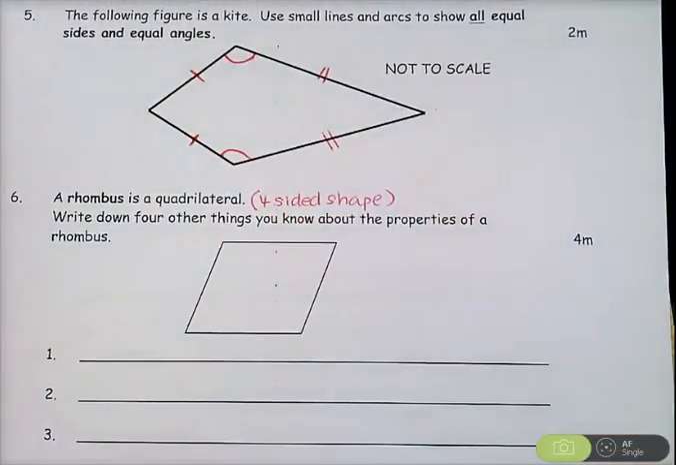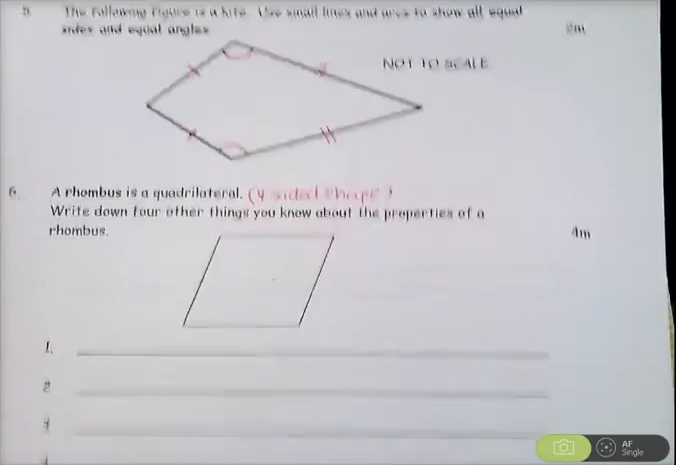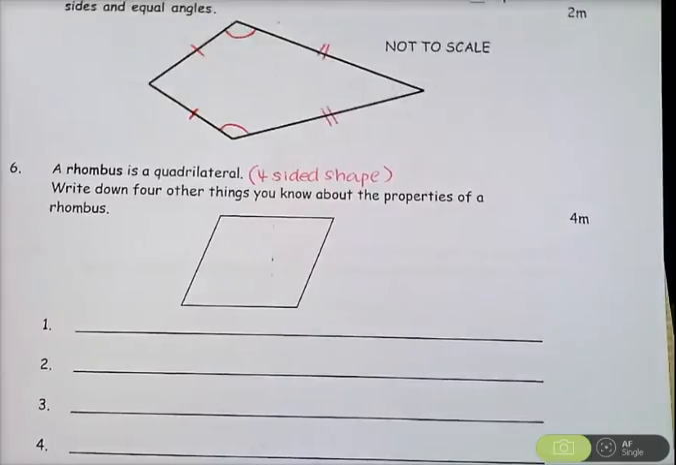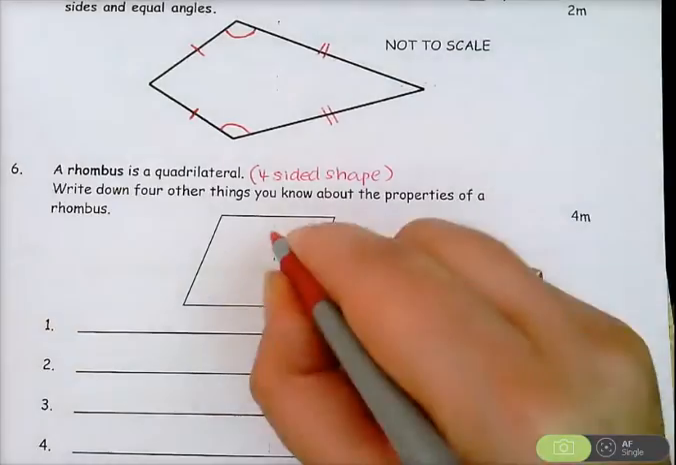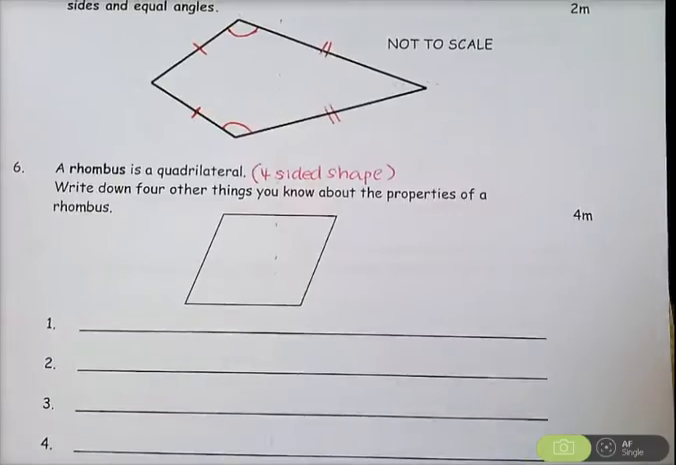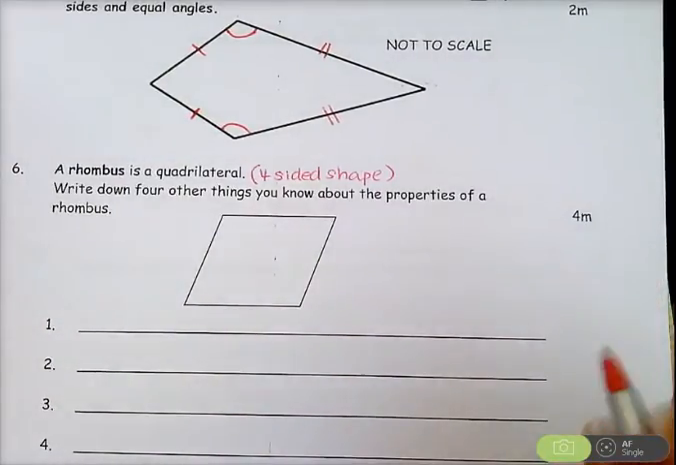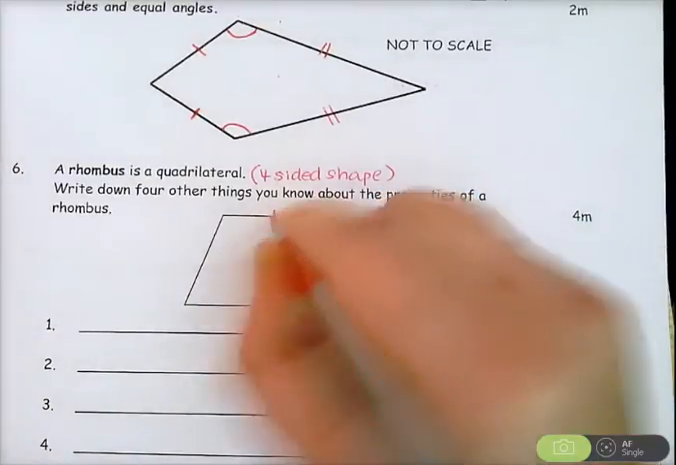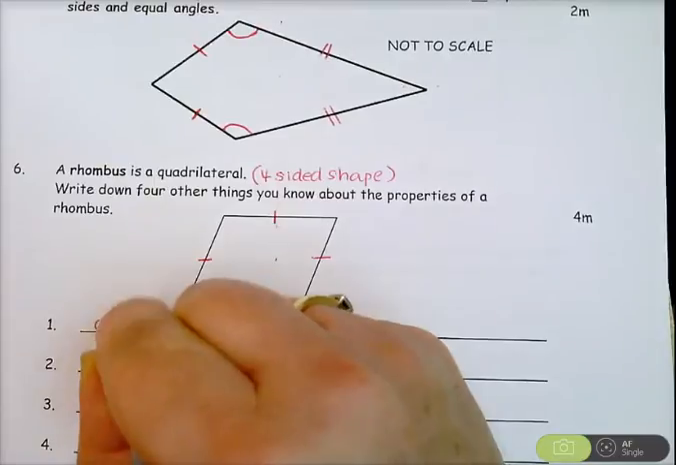It says write down 4 other things that you know about the properties of a rhombus. So this is a rhombus. Tell me what you think you know about a rhombus. What's equal? All? Isn't a quadrilateral equal sides? No, we're talking about a rhombus. Tell me what you know about a rhombus. Equal sides. All of them? Yeah. So we go 1, 2, 3, 4. All sides are equal.